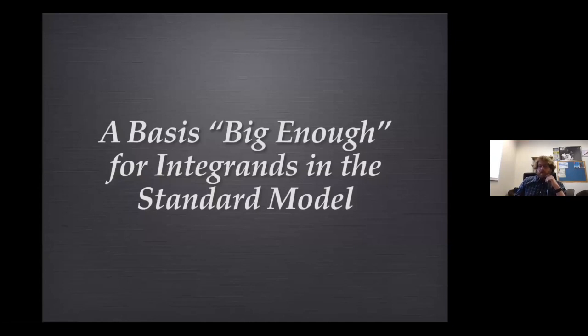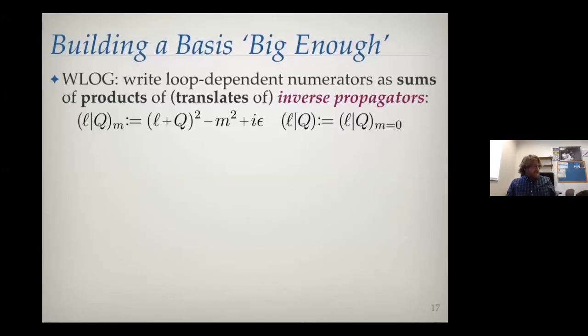But it's a really quite simple framework for understanding how to build a basis that is big enough for all scattering amplitudes in the standard model, say, in renormalizable quantum field theories in general. So the basic idea is that in this rational space, or vector space of rational integrands, we have denominator structure that's dictated by propagators. And we'd like to attach numerators.